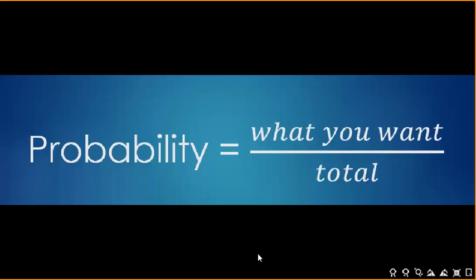Hey guys, today we're going to be discussing probability. Probability is what you want over the total.